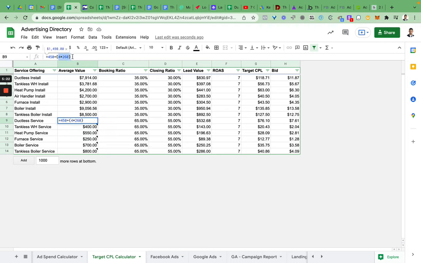So lifetime value times your booking ratio times your closing ratio gets your lead value, divided by return on ad spend gets you the cost per lead that you're aiming for, and then your cost per lead divided by the conversion ratio on your landing page, lead form, what have you, would be your bid. So that's how you set everything for the service side of the business and not just the installation side.